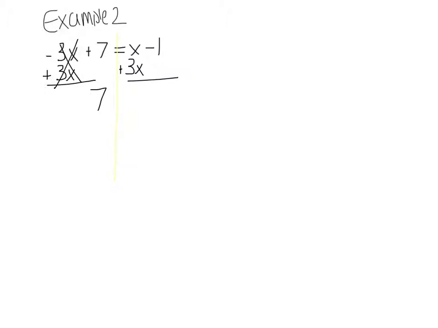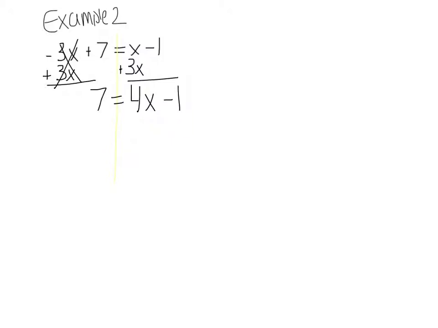And so I'm just left with 7. And on the right side, I have x plus 3x, and that's 4x. And then I just bring down my minus 1. I didn't do anything different over there. Alright, next step. Now I've got my x's positive on one side of the mat, so now we need to get rid of anything else that's over there.